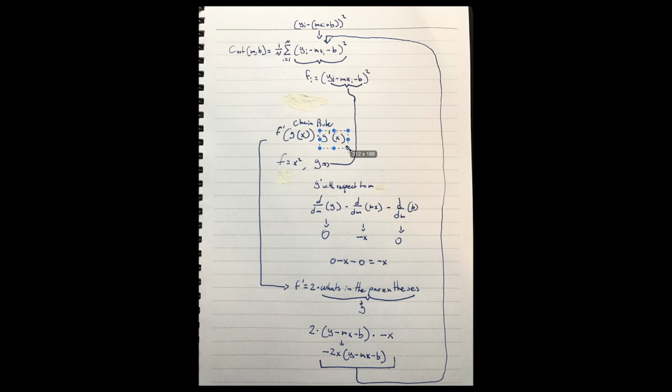And so we get negative x for the second part of this expression. That's where this comes from. And then multiplying them together, we get negative 2x times y minus mx minus b. So I know I kind of just ran through this whole thing, but you can learn about partial derivatives more. So that's with respect to m. And then we take this back and plug it back in. Now we're going to look at the partial derivative with respect to b.